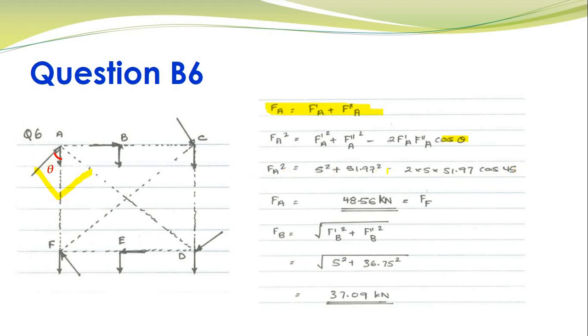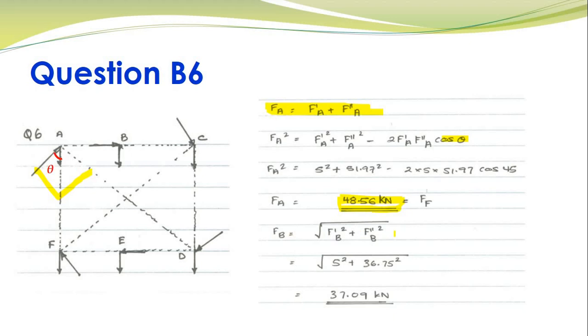Substitute all these values and you'll get a value of 48.56 kilonewton as your Fi, and Fi is the same as Ff. Looking at this diagram over here, Fi is the same as Ff.